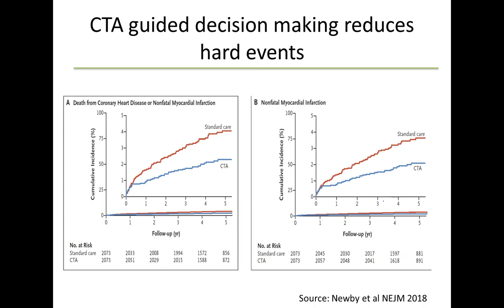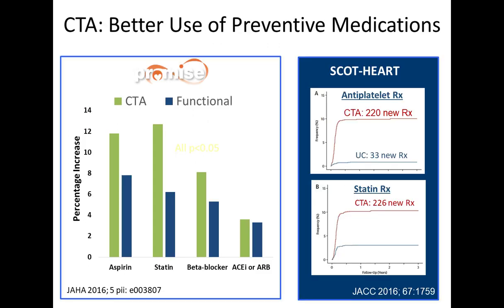Now, you may say, why is that? Well, I think we've learned over the years from both SCOT-HEART and PROMISE, as well as many other large data sets, that CTA allows you to guide medical management, rather than based on the population-based risk of having disease, actually guiding management based on the individualized presence or absence of atherosclerosis, as well as the extent and severity of that plaque. So instead of treating me because I have a risk of developing atherosclerosis, you can guide my therapy based on whether or not I actually have plaque.